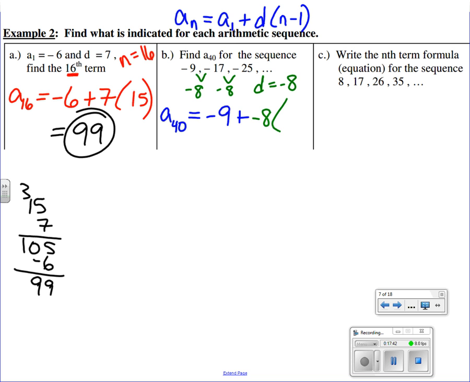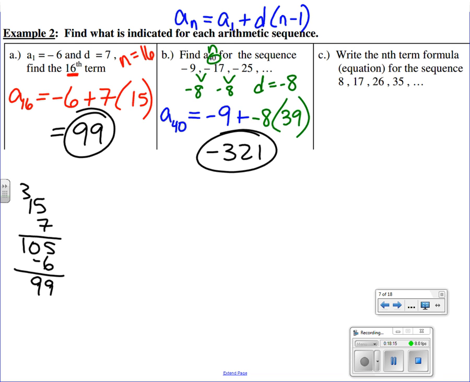Laura, what is N in this case? 40. Very good. This is your N right there. N is 40. So let's go ahead and do that in our heads. 40 minus 1, 39. Okay. All right, so you can type all that in your calculator. Anybody already got it? What you got? Yep. Very good. Thank you, Jalen. What is negative 321? The 40th term. Very good.